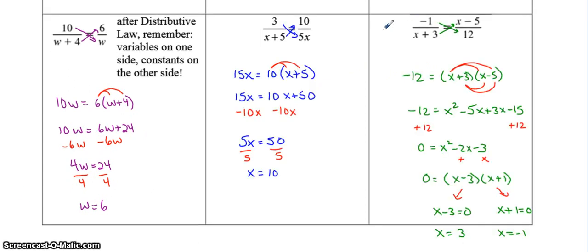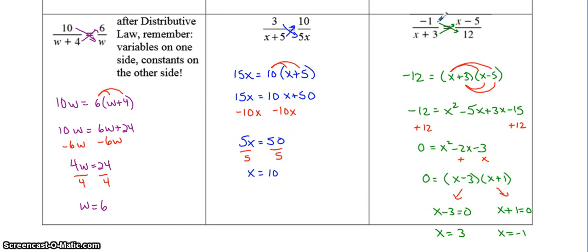Okay, again, welcome back to the video. So for this example, 3 times 5x was 15x. On the right side, 5x plus 5 times 10. Use brackets for that binomial. Distributive property. Subtract 10x from both sides to collect the x's together. Then divide both sides by 5.